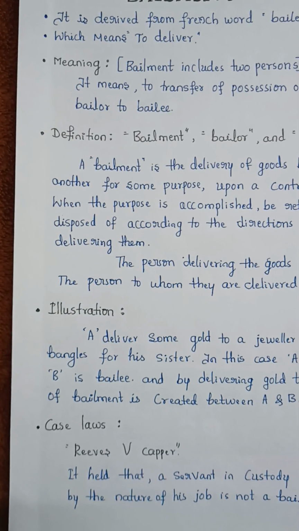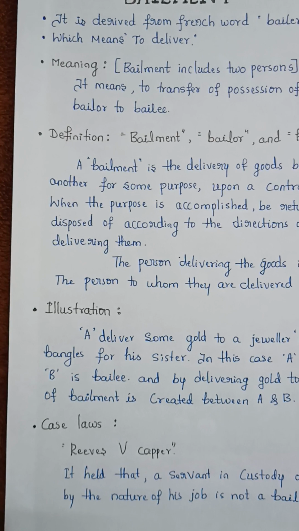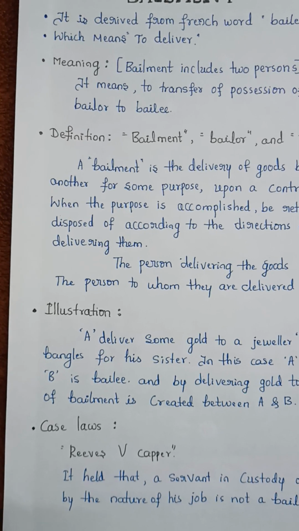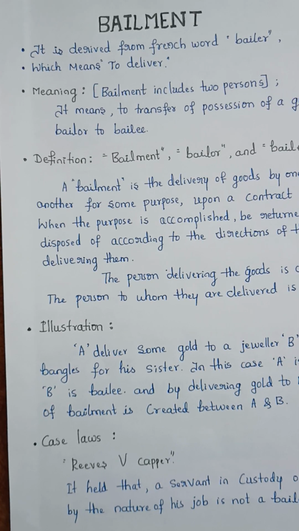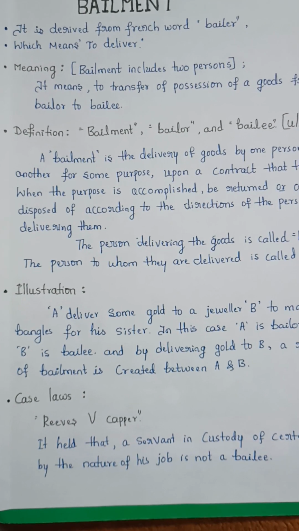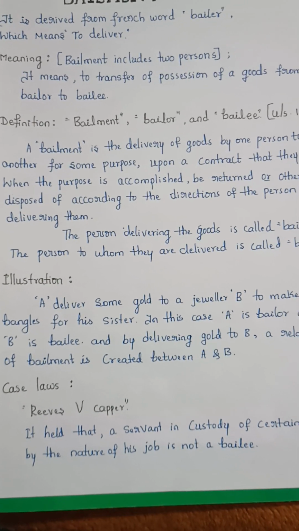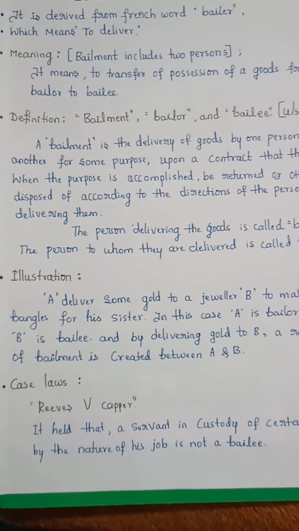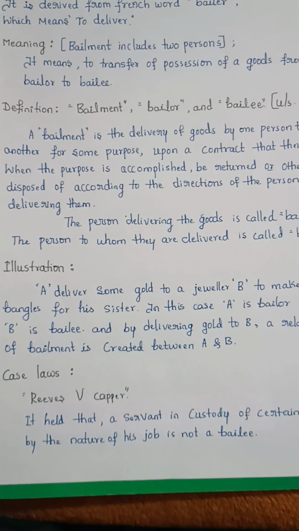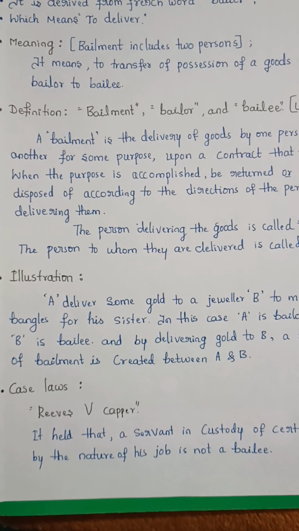The person delivering the goods to another person is called the bailor, and the person to whom they are delivered is called the bailee. Now let us see an example. A person A delivers some goods to a jeweler B to make bangles for his sister. In this case, A is the bailor and B is the bailee, by delivering gold from A to B. So whatever this relationship between A and B is, it is called bailment.